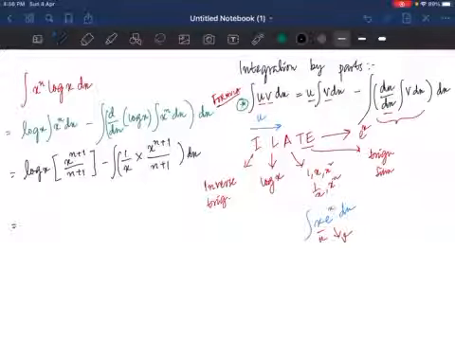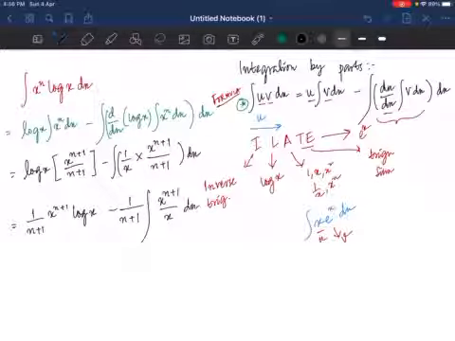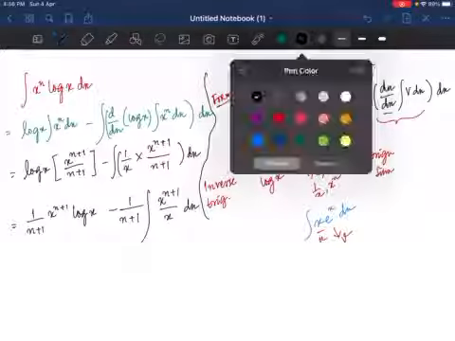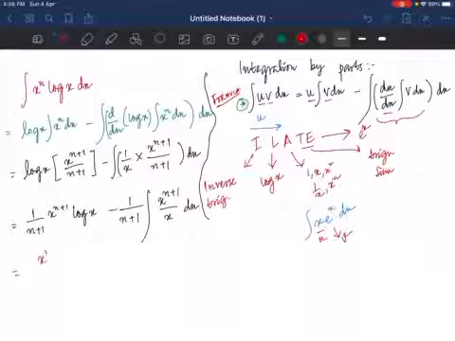So let's simplify this one. Now this 1 by n plus 1 we can write in here, and x to the power n plus 1 we can write in here, then log of x, then minus. Here I can take 1 by n plus 1 out because it's a constant. n is not a variable, x is a variable. Integration of what we have in here: x to the power n plus 1 divided by x dx. You see that in the numerator and denominator the base is the same, so the difference of the powers will come into play.